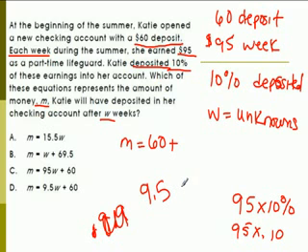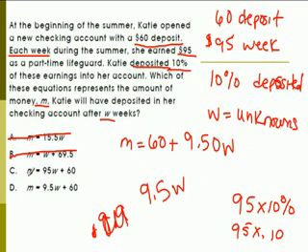Well, we don't know how many weeks she worked, so we're going to have to put an unknown because we don't know. So the amount of money equals $60 that she deposited plus $9.50 times the number of weeks that she worked. So we can see that A is not right, B is not right, C could be right because it has $95, or D has $9.5. Well, we know that she only deposited 10%, so it has to be D.